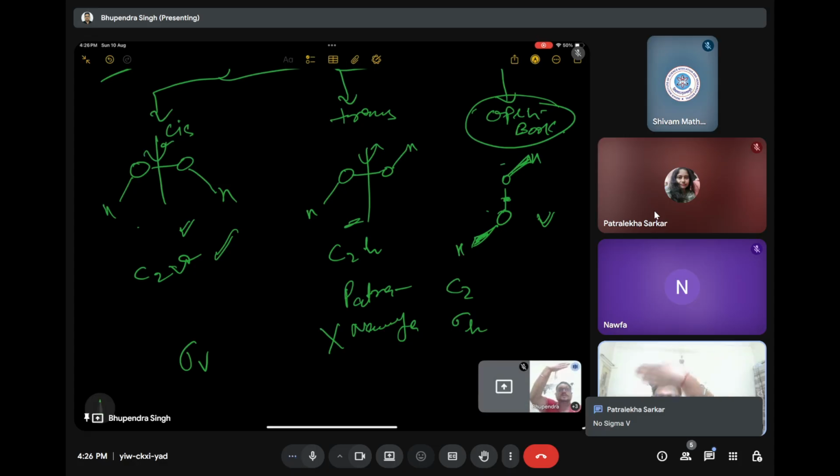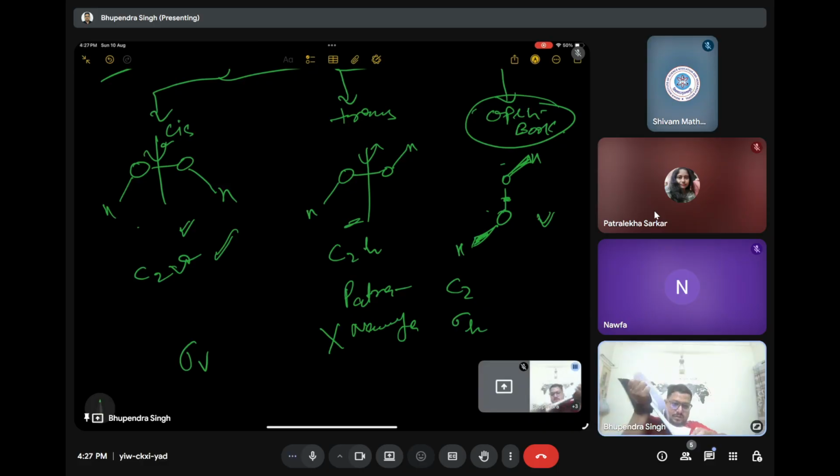If you consider this your sigma V, let's say it is cutting, it will not give you the similar orientation of the molecule. Let's say you consider this, this is also not going to give you that, because one O is here, one O is here. This H is here, this H is here, one H is here.